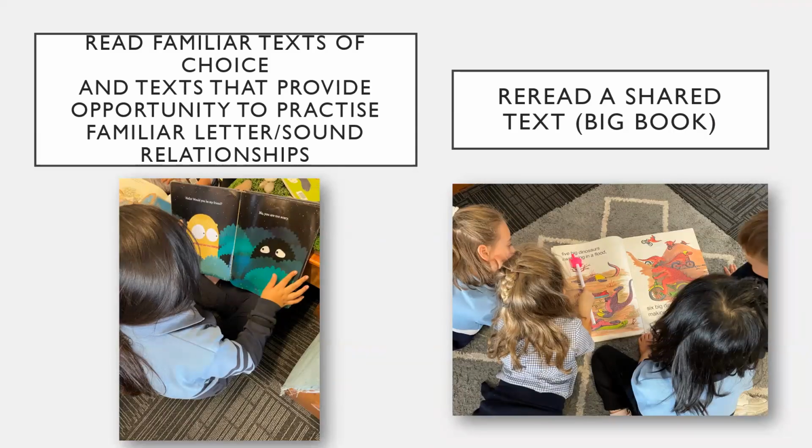Children could be reading familiar texts of their own choice, but also texts that provide practice for the familiar letter-sound relationships that they've been exploring in their phonics lessons. And so that's an important part for them to be able to find those words and to practice looking closely and analysing, looking right through a word as they're reading. They might be rereading a shared text, such as a big book, and sharing that together and enjoying the repeated refrains and remembering the story as it was read to them by someone else.